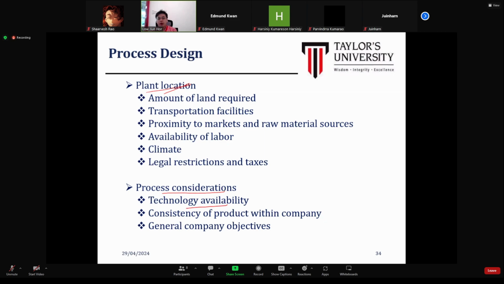So you also need to consider the vision and mission of your company. Why? Because sometimes your boss wants to make a new investment. They want to produce a new product.